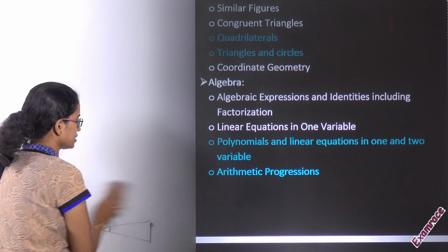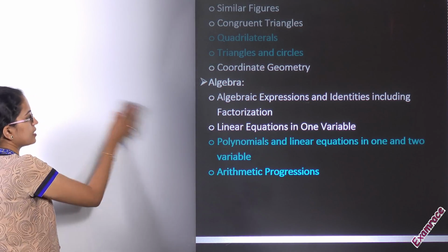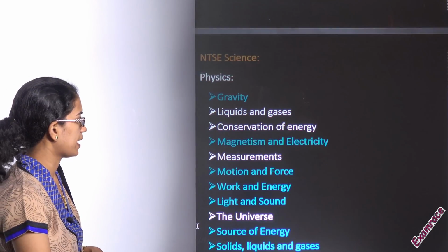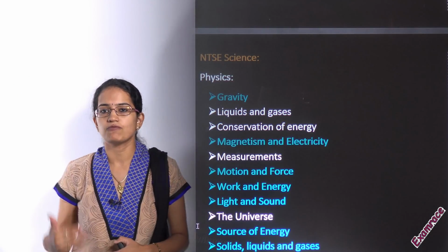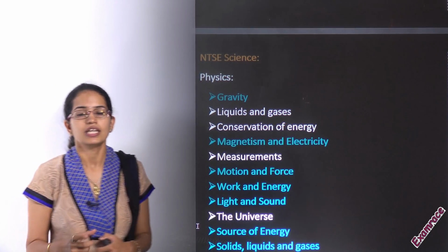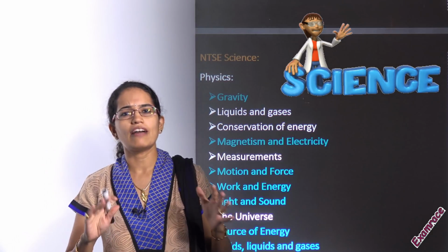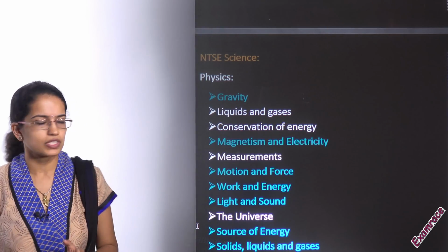And many of the questions can also be solved by unitary method. So unitary method is again a very fundamental concept that you need to apply. Coming on to the next section for your SAT is your science. Science again is divided into physics, chemistry and biology. Usually you have 12 to 15 questions from each of the sections.